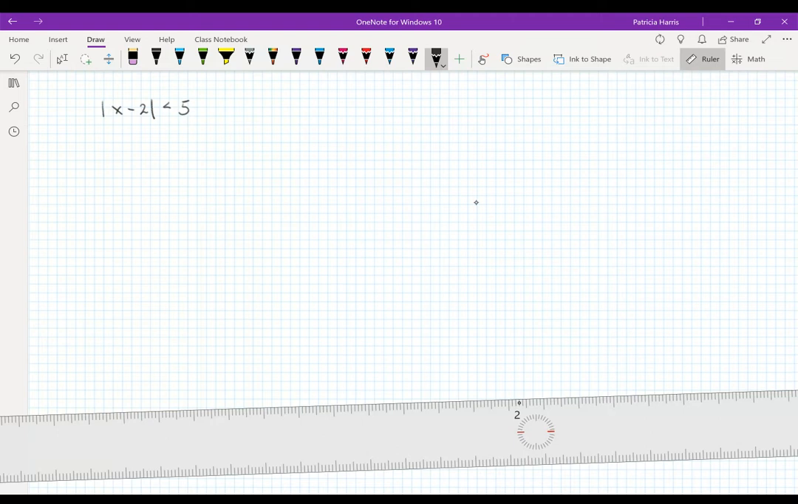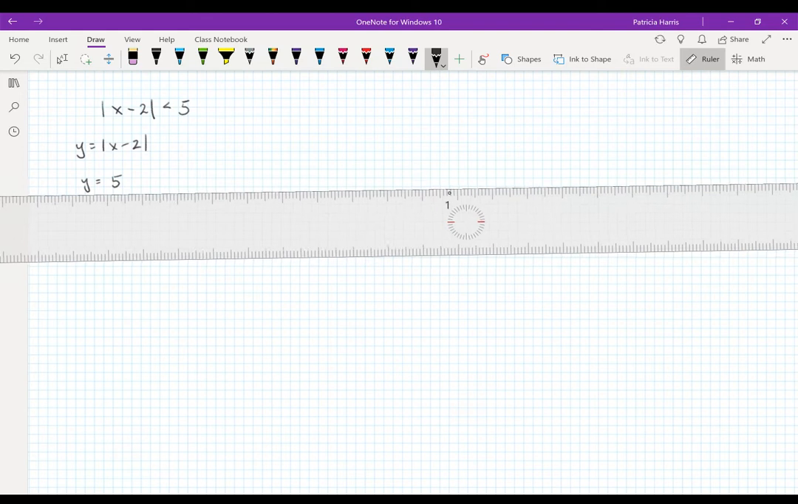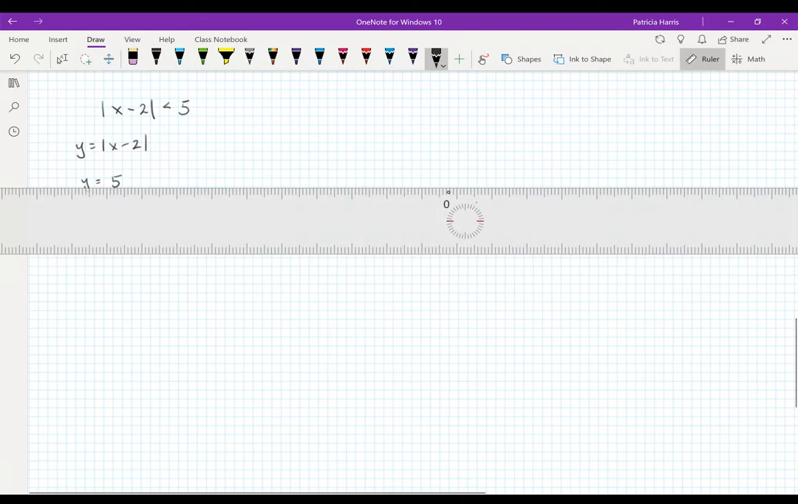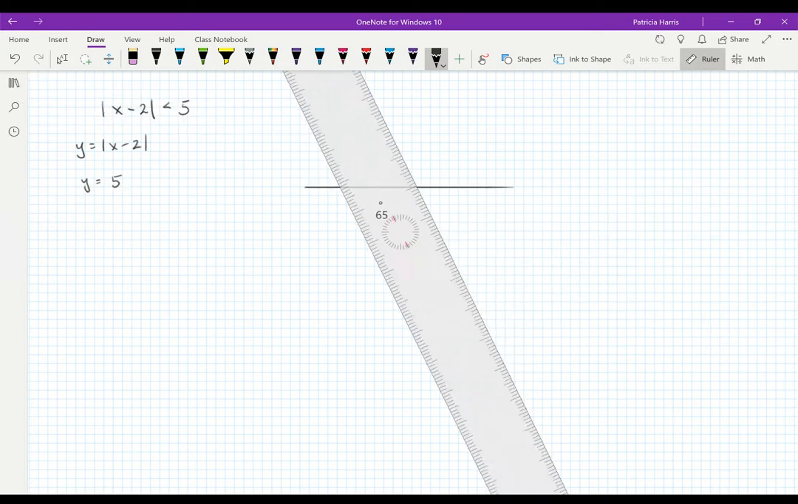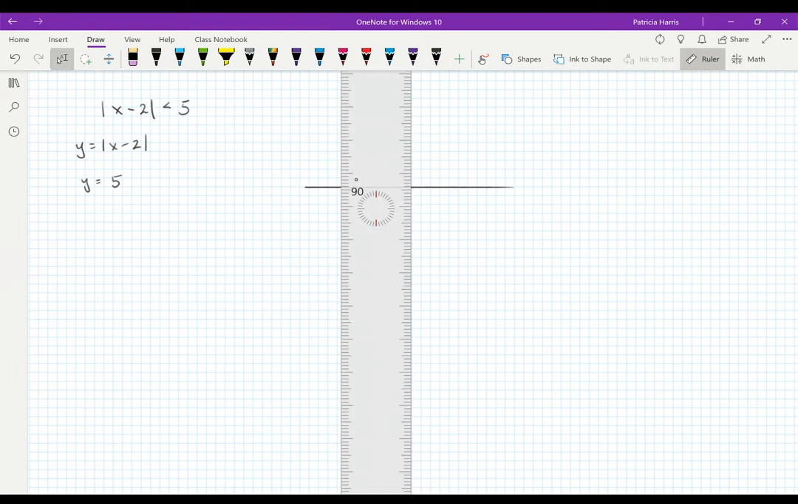Okay, so you are going to graph the left-hand side and the right-hand side. So we're going to turn this into y equals the absolute value of x minus 2, and y is equal to 5. So we're going to have two equations. Okay, let's take a look. Now, most folks, honestly, would not choose to solve it like this, okay? But it is an option.